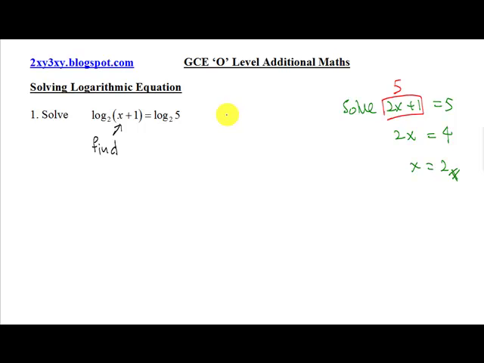Okay. Before we can do that, we have to know one fact about logarithm. If log base a m is equal to log base a n, where these two bases are the same, we can conclude that m and n are equal. You can apply this property provided the bases of these two logarithms are the same.